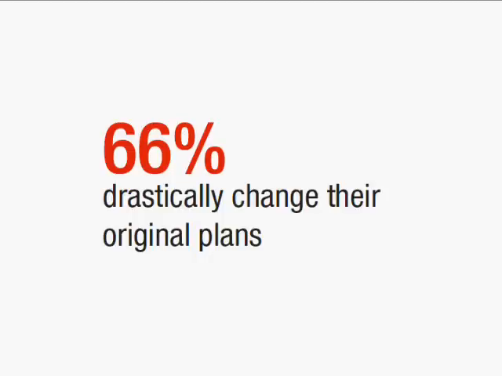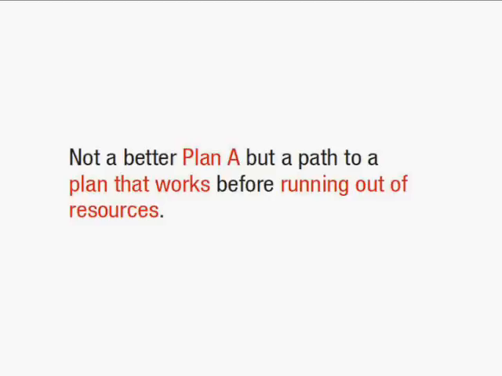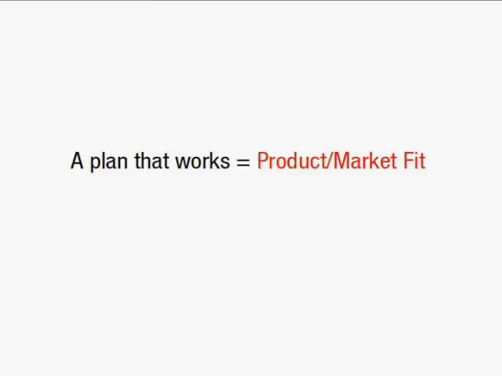So what that tells us is that what separates successful entrepreneurs from those that don't quite make it is not necessarily starting with that better plan or vision, that perfect plan A, but finding a plan that works. And the key part here is before running out of resources. So up until now, finding that better plan B or C has been based more on guts and intuition and luck. There's been no systematic process for going from that initial plan to one that works.